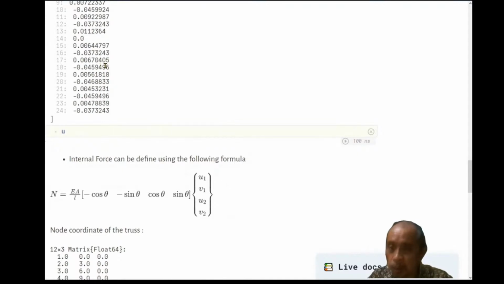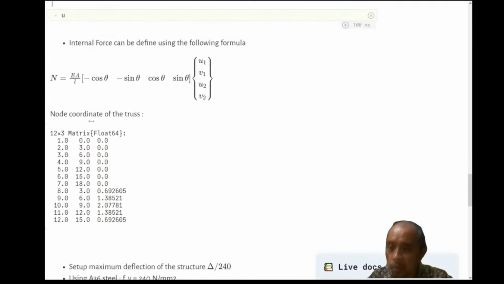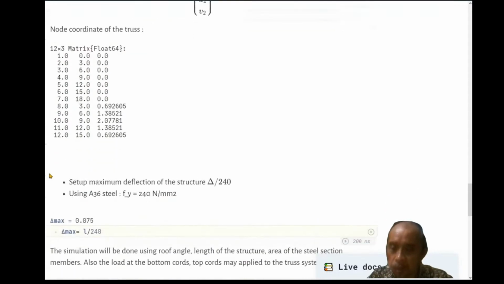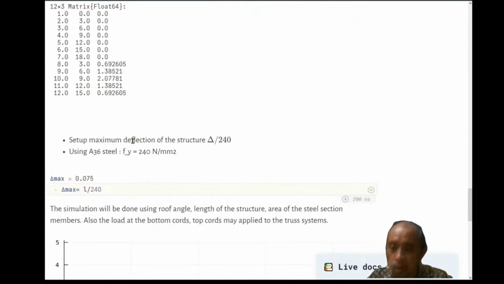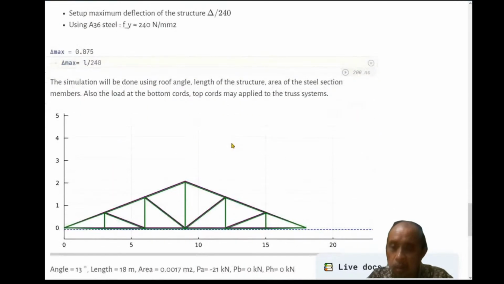After we get the displacement, we can have the internal forces using this formula. First, we can have a coordinate system according to the angle of the roof and the length of the truss. We also set up the maximum deflection, delta divided by 250, and we have these drawings.